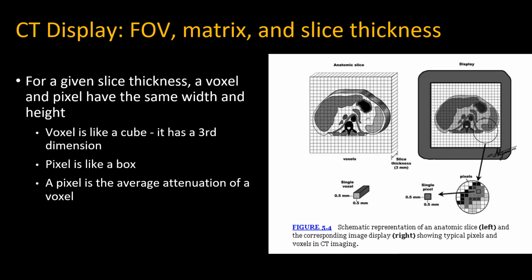For a given slice thickness, a voxel and a pixel have the same width and height. A voxel is like a cube. It has a third dimension, shown here. Whereas a pixel is like a box. It's just 2D, and that is the average attenuation of a voxel. So here in the voxel, you can see different grayscale values, and in this 2D pixel, you see the average grayscale value.